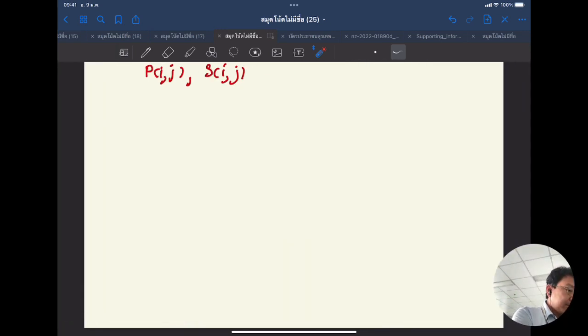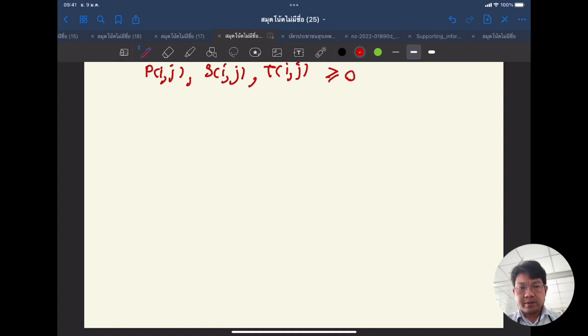So the next one: for all decision variables, they must be greater than or equal to 0. This is really important. You cannot manufacture a negative unit of product, right? Also, you cannot sell a negative unit. Also, you cannot store a negative unit, right? So this is important.